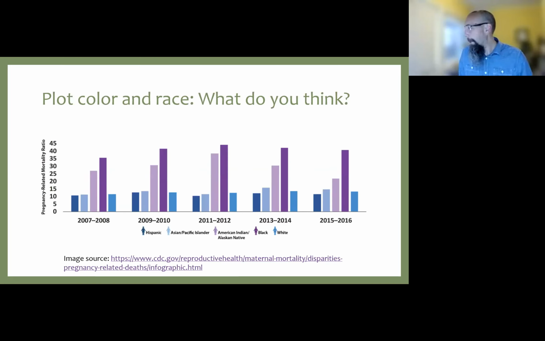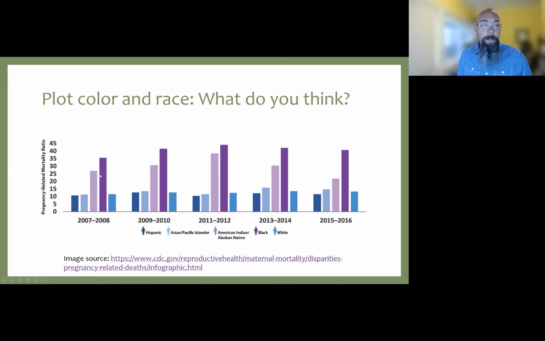I just showed this. This is a CDC plot, and it maybe contradicts something I just said. We won't have much discussion of it, but you can contemplate whether it works or not. What it contradicts is that the Hispanic, Asian Pacific Islander, and white groups are in a common color palette, even though they're distinct groups, they're not ordered. And then American Indian, Alaska Native, and Black are in another color palette. So it sort of seems like they are putting them in a rank order.